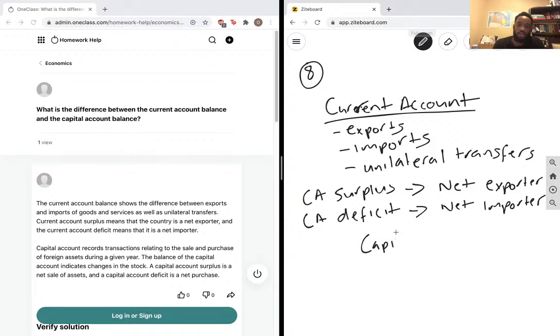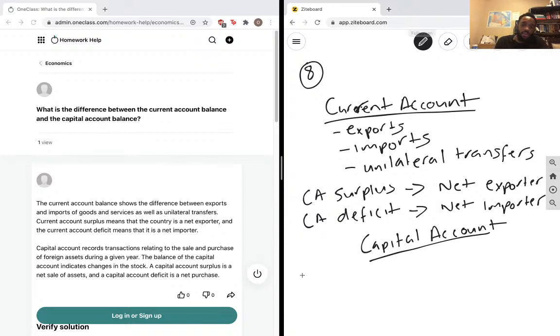And capital account records transactions relating to the sale and purchase of foreign assets during a given year. The balance of the capital account indicates changes in stock. Capital account surplus is a net sale of assets, and a capital account deficit is a net purchase of assets.